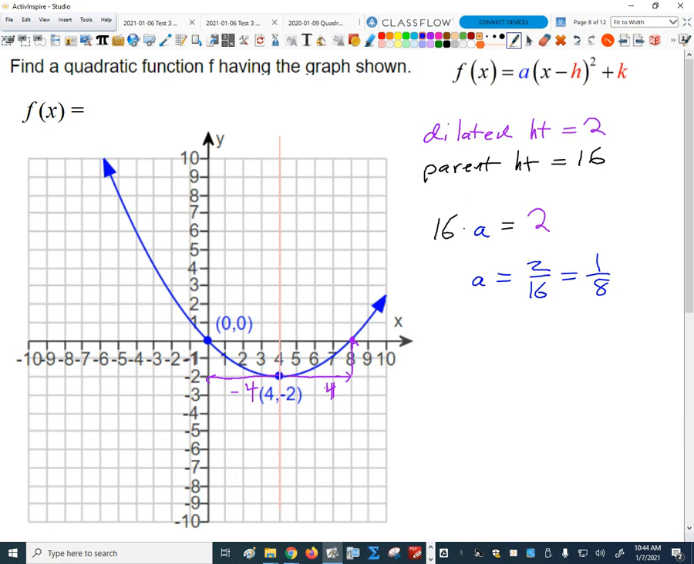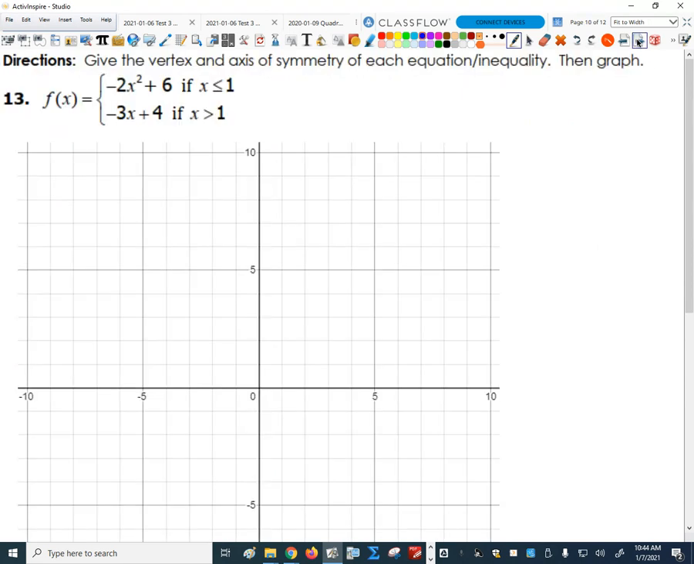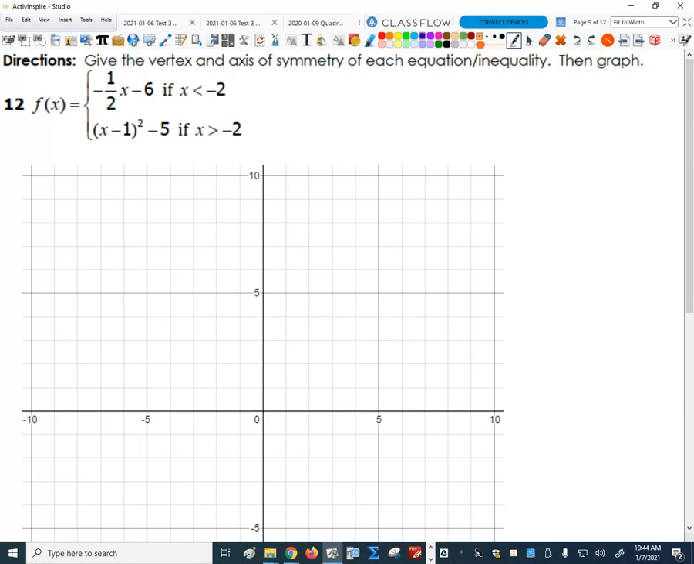Okay? Okay. Let's try another one. I'm going to skip that. I want to do another one like this. Let me pull up the practice. Okay. Cancel.